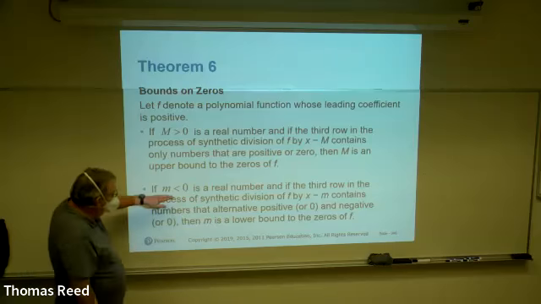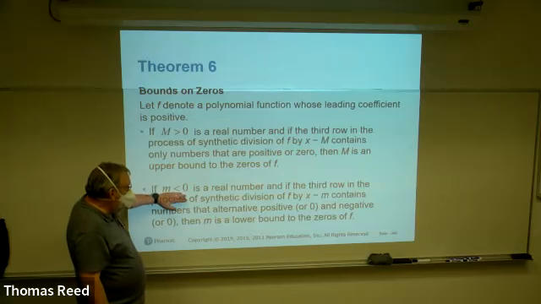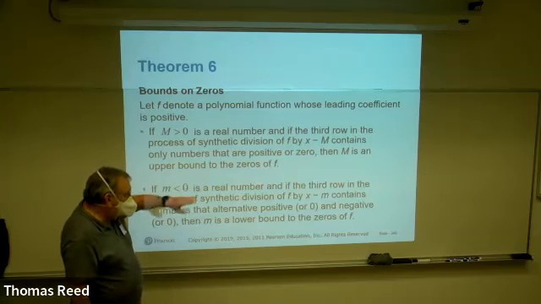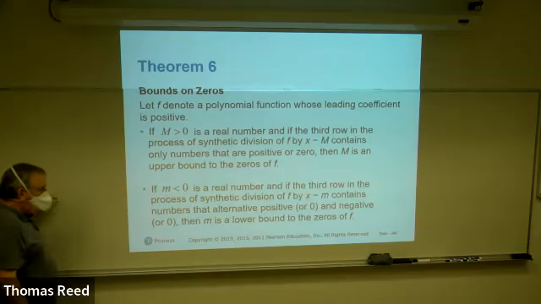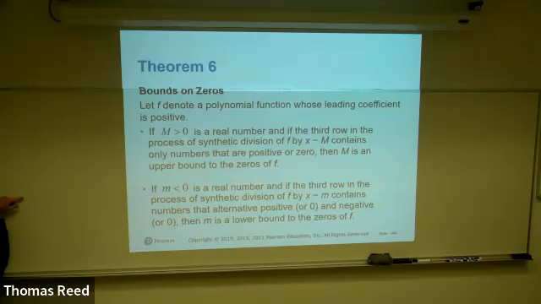If m is less than 0, in other words, if it's negative, is a real number, and if the third row of the process of synthetic division leaves you alternately positive and negative, or with zeros, so it'll be positive, negative, positive, negative, or positive, 0, positive, that way, then m is a lower bound.